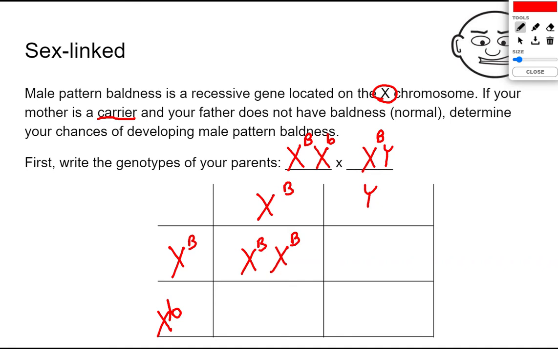Our first one here is a female that is not bald. They're normal hair and they're not a carrier. Our second one is a male that is not bald. Our third one is a female that's not bald but is a carrier. And our fourth one is a male that is bald.